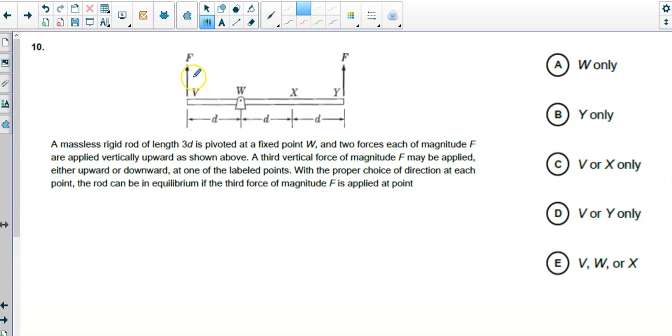So right now, this is winning the battle. It's trying to rotate it counterclockwise, and this is trying to rotate it clockwise, but this is winning the battle because it has double the lever arm. So I need a force that's going to be applied somewhere. So W is right out, because any force I apply at W is not going to do anything in terms of torque. So I need to balance this one out.